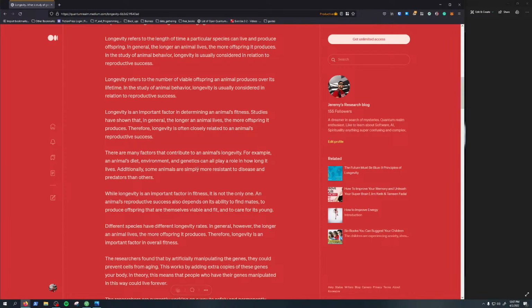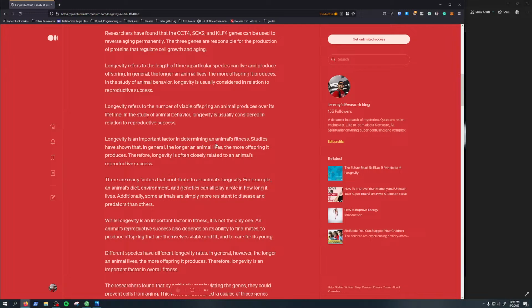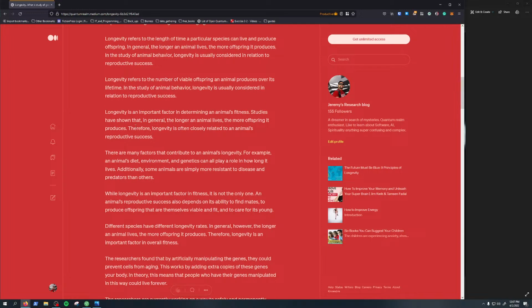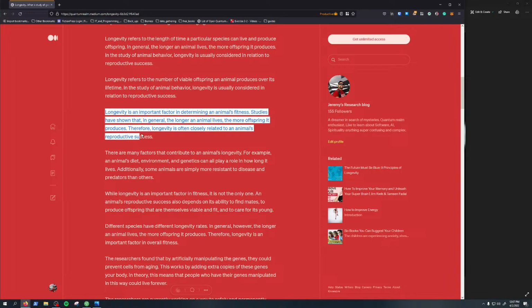Ooh la la! Longevity is an important factor in determining an animal's fitness. Oh, did I already read that? Ew, I need to edit this. Well, that's gonna get edited because that's very repetitive, huh?